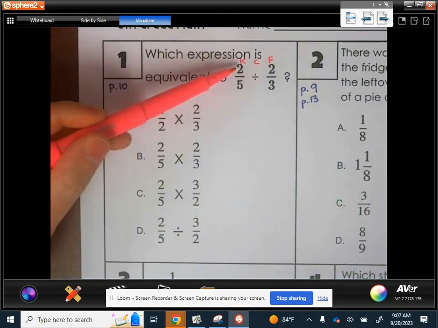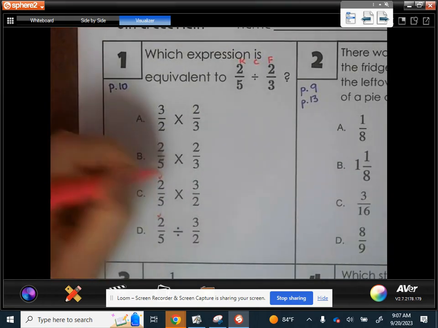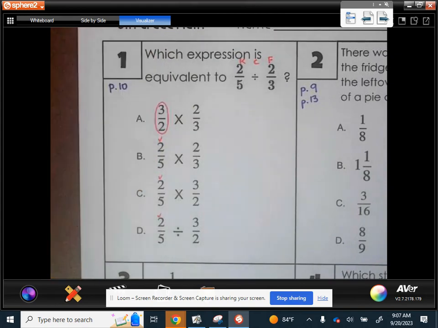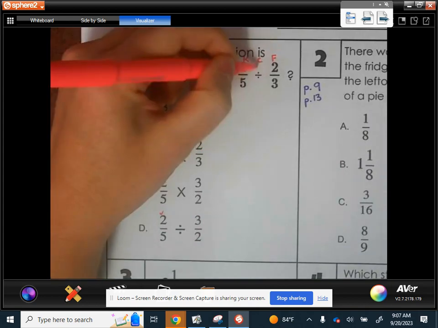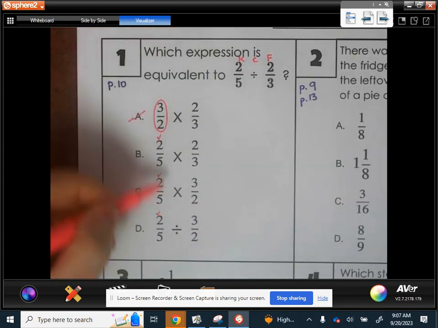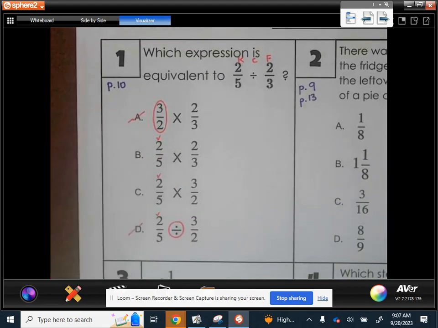So we know we want to keep the 2/5 exactly the same. These three down here do that, but this one right here does not have 2/5. So we know we can get rid of answer choice A. The change is changing from division to multiplication, which they all do except for this one right here. That kept it as division, so we can get rid of that one.